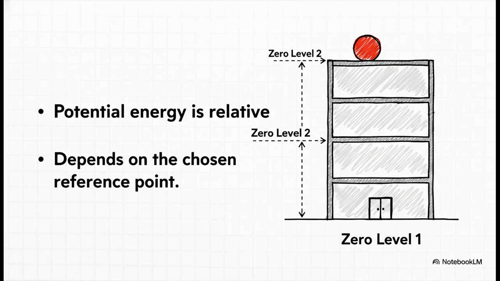You see, the important thing to remember is that potential energy is relative. It means we have to choose a starting point, a zero level or ground level for our measurement. For example, if you are on the first floor of a building, your height is different if you measure it from the ground floor compared to if you measure it from the basement. So for most of our problems, just to keep things simple, we will take the ground as our zero level.